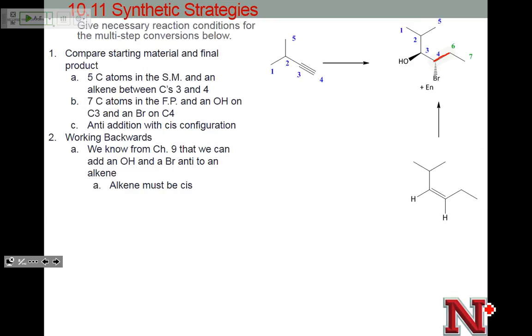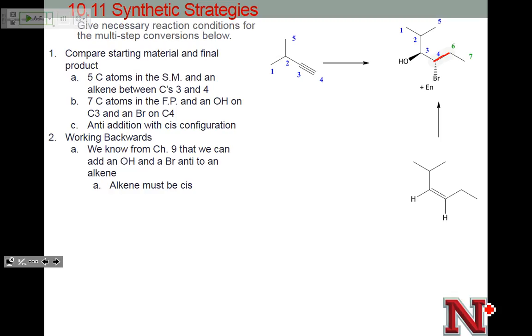So we know we're starting with a double bond. We know we're starting with a cis double bond. We know we're doing the double bond because we only have one addition of Br on one carbon, OH on the other. So that means we don't have a pi bond left. So we must be starting with a double bond. We're starting with cis because our final product is cis.